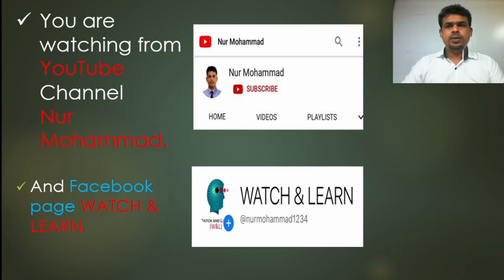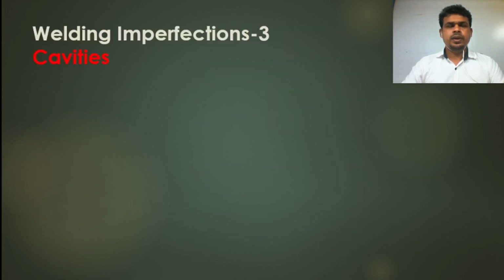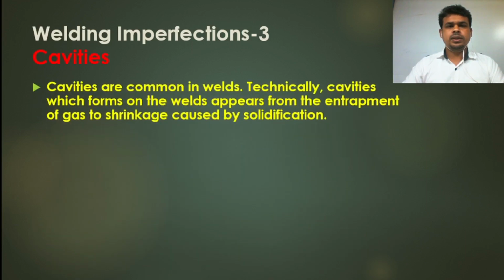Okay, let us start with what we have in today's lecture. Welding imperfections. Cavities. What are cavities? Cavities are common in welds. Technically, cavities which form in the weld appear from the entrapment of gas or from shrinkage caused by solidification.